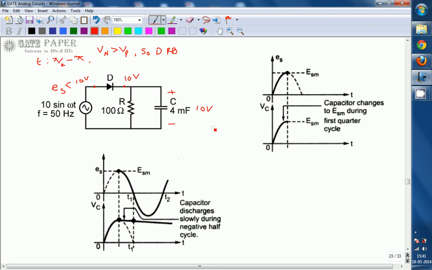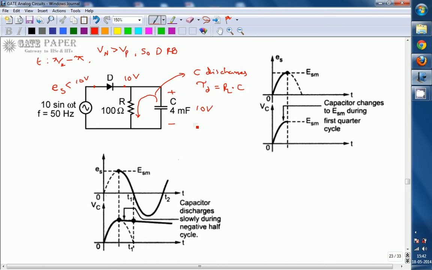Whenever no current is flowing through the diode, the capacitor, whatever charge it has stored, will discharge through the load resistor. Now the capacitor starts discharging in this manner. So during this time the capacitor discharges. The discharging time constant can be written as tau d. The discharging time constant is nothing but, during this path, whatever the resistance and whatever the capacitance, the product of them is the time constant. So RL into C is the discharging time constant.